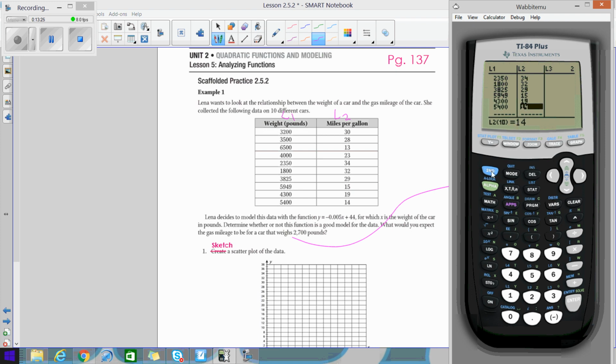So let's take a look at what the scatter plot looks like. We're going to go second, Y equals. Our plots are off clearly because we reset it. We're going to turn them on, and once we turn it on, we hit enter and it's flashing on. We go zoom, 9, and bam, there's our scatter plot.